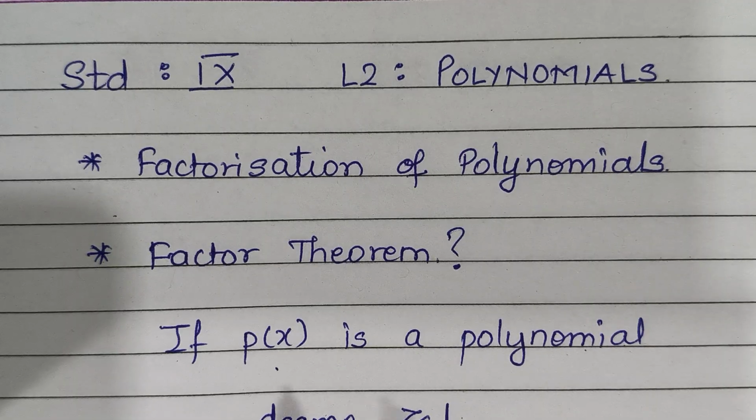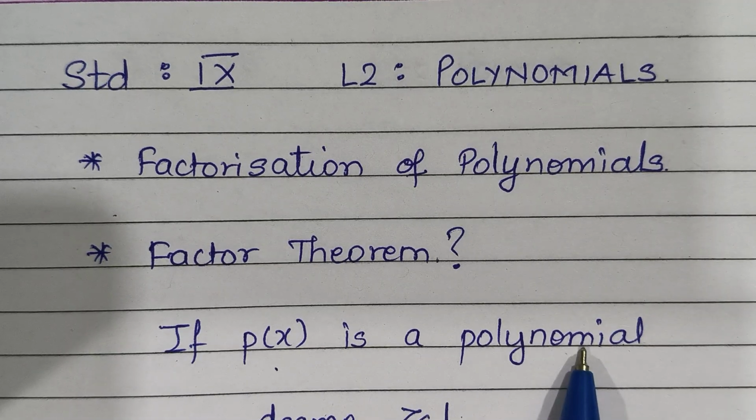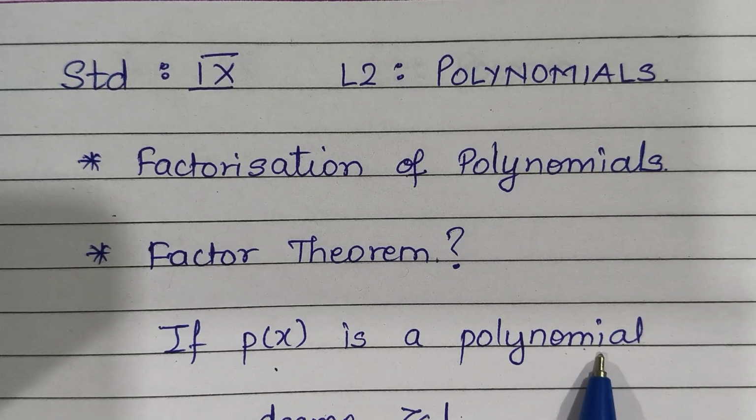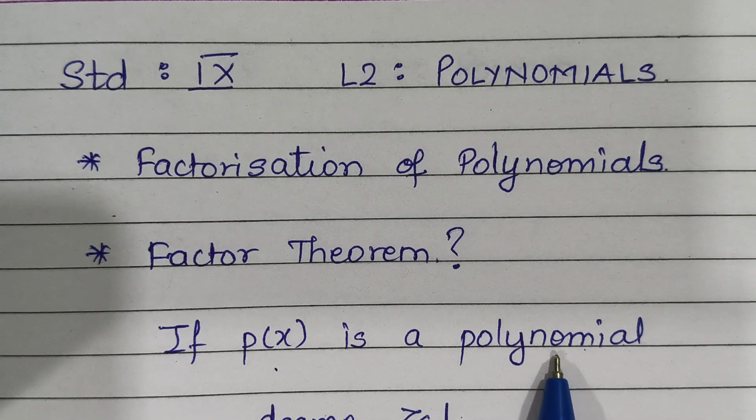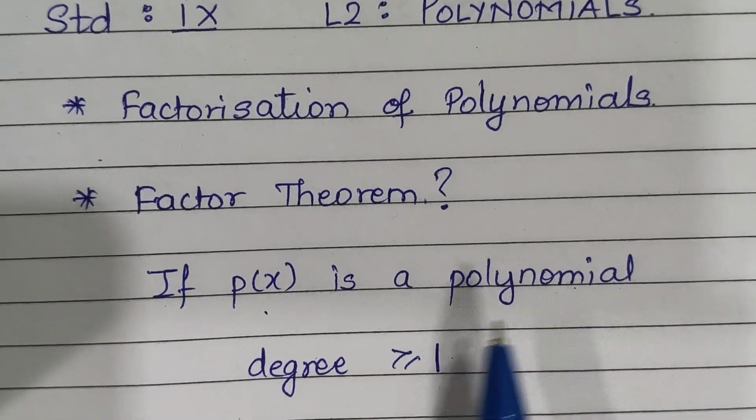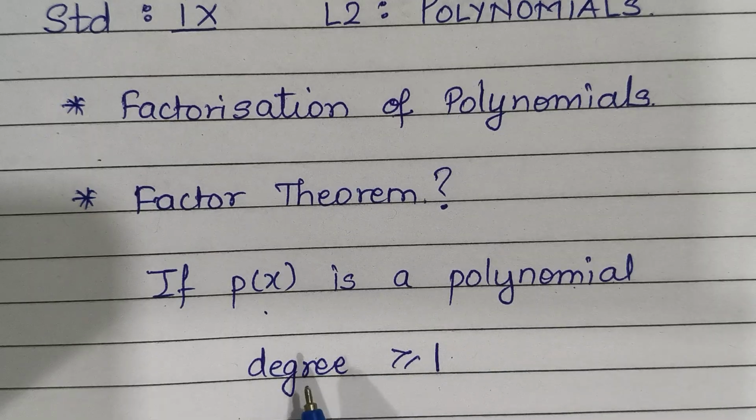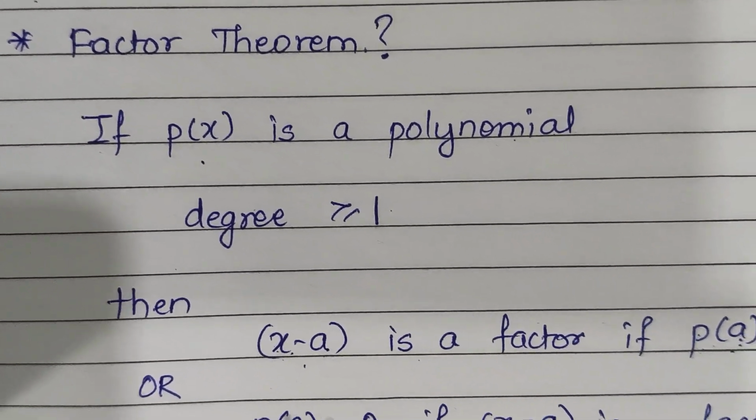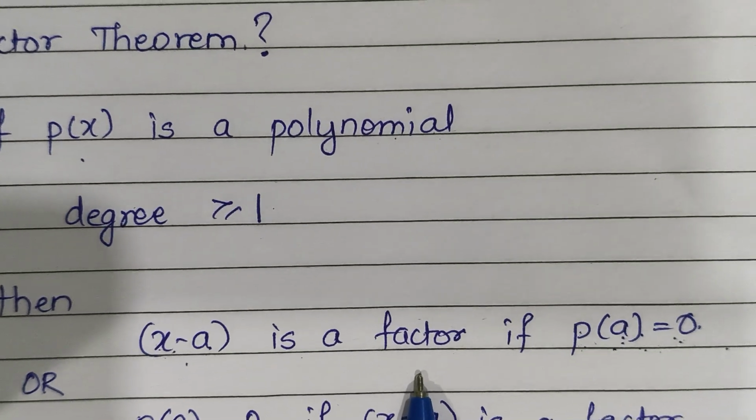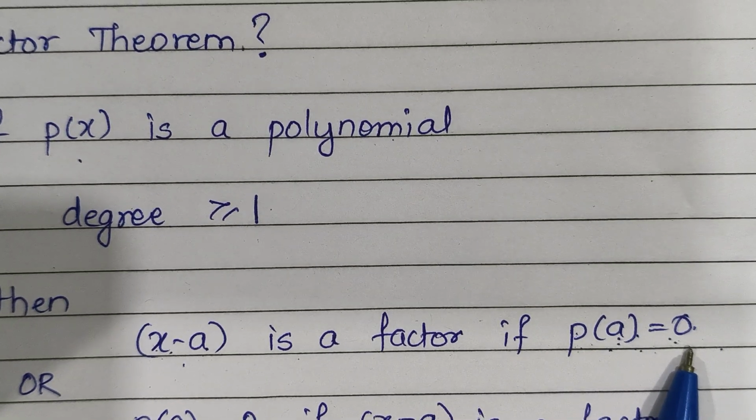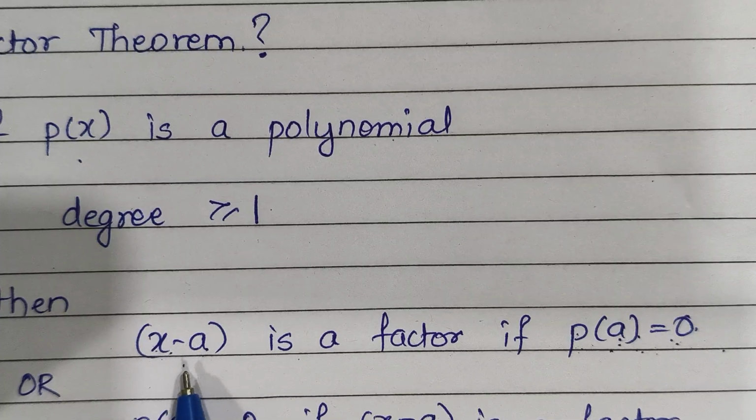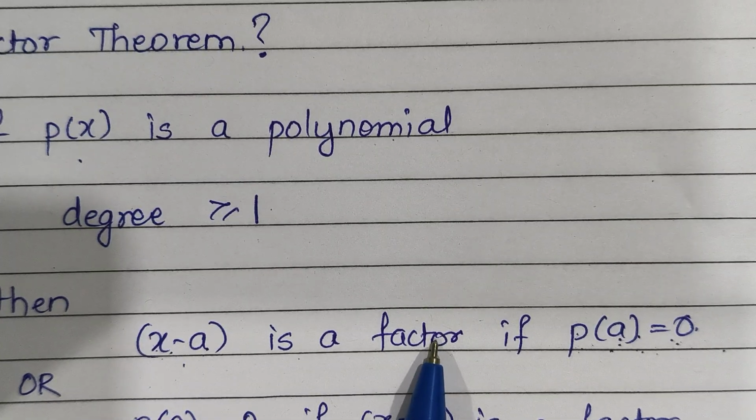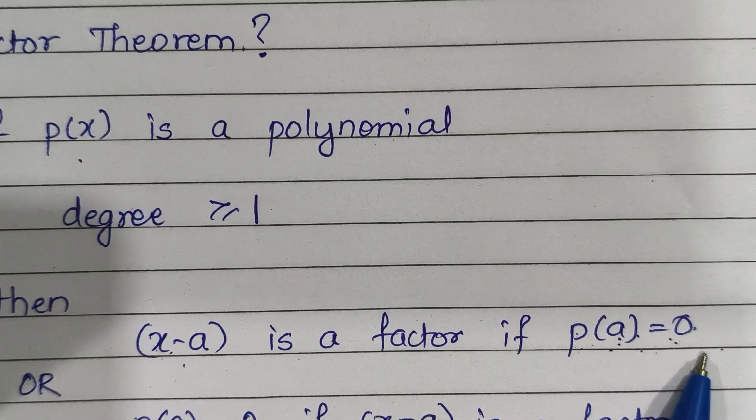Factor theorem states if p of x is a polynomial, of course the polynomial should have degree greater than or equal to 1. Otherwise we all know it would just become a constant and not a polynomial. So p of x is a polynomial with degree greater than or equal to 1. Then x minus a is a factor if p of a is 0. Now what does factor theorem say? X minus a is a factor if p of a is 0.